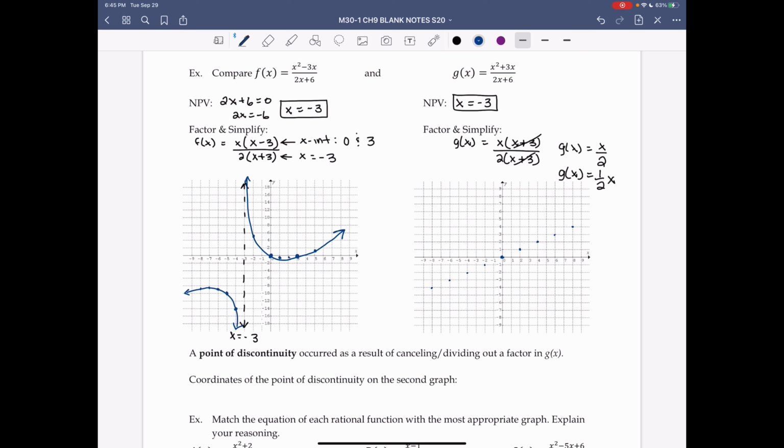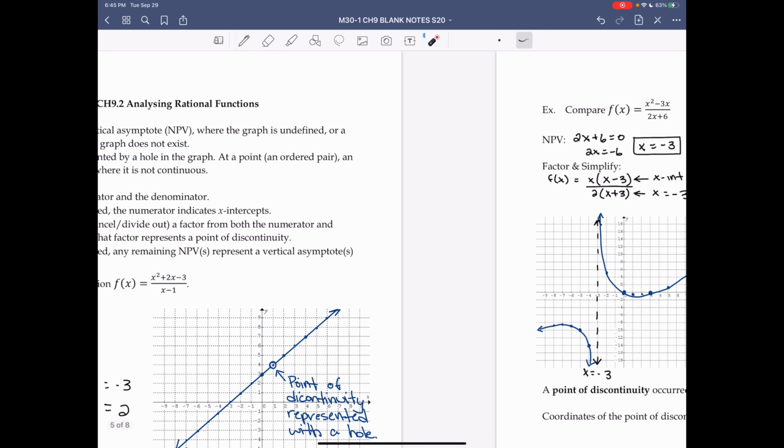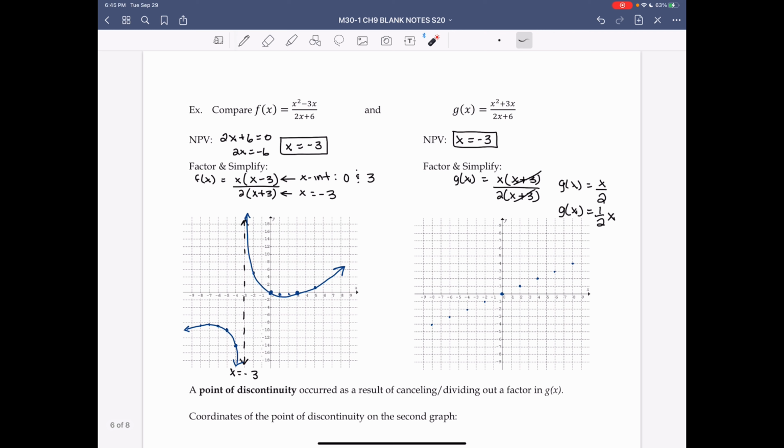We see that the factor that had that NPV divided out, and if we look over here, if you are able to reduce, cancel, divide out a factor from both the numerator and denominator, the NPV for that factor represents a point of discontinuity. So we have a point of discontinuity at x equal to negative 3. We need to know the y value of that point to be super accurate.